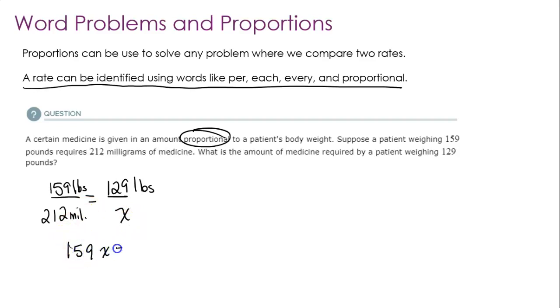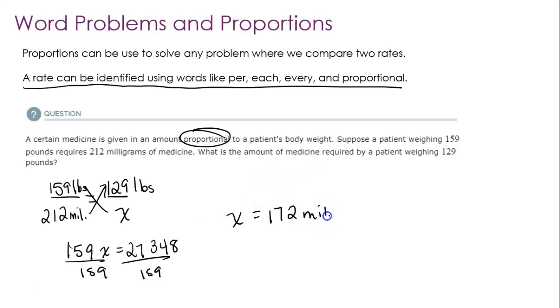We're going to do 159 times x because we're cross multiplying. We're going to do 212 times 129, and that gives me 27,348. We divide both sides by 159 to solve my one-step equation. Divided by 159 gives us 172 milligrams of the medicine.